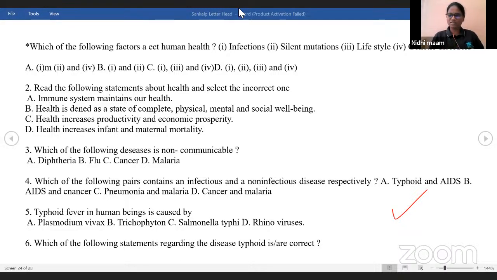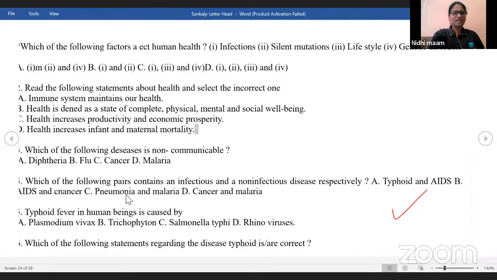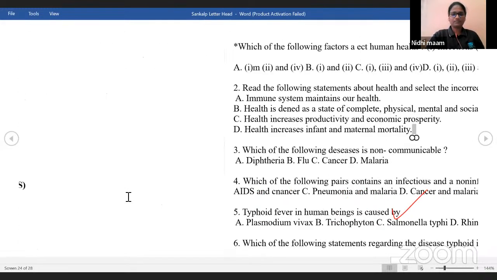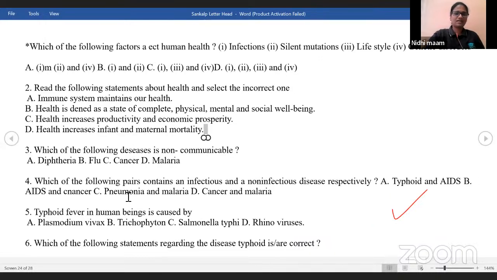Yes, what about others? Vinushree and Prithvi. So here the right answer is option C, Salmonella typhi. I hope everyone is writing the questions at least. Please write down the questions, scribble down.